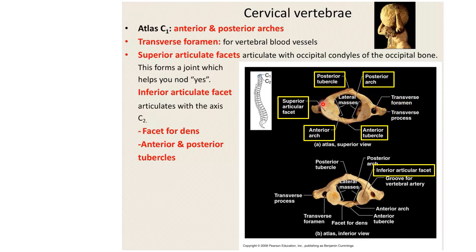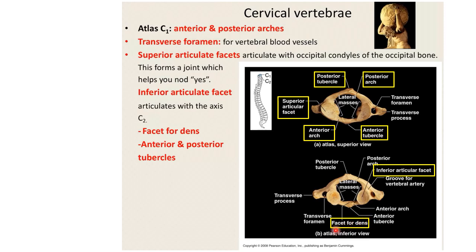Now, this part of the bone is called the posterior arch, and this lower part of the bone is called the anterior arch. Now, the C1 has this transverse foramen. This is a hole on the side, by the transverse process. This is one of the distinguishing characteristics of those vertebrae.